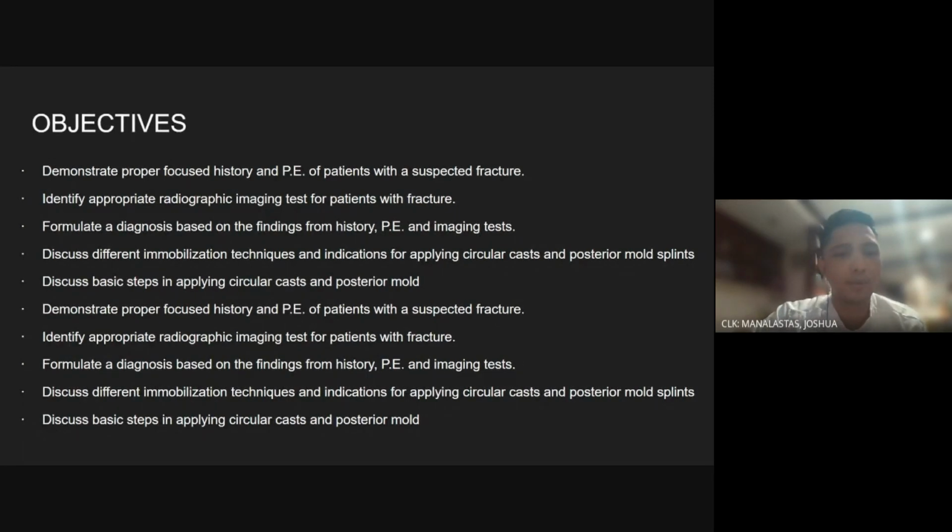For our objectives, we will demonstrate proper focused history and PE of patients with a suspected fracture, identify appropriate radiographic imaging tests for patients with fracture, formulate the diagnosis based on the findings from history, PE, and imaging tests, discuss different immobilization techniques and indications for applying circular cast and posterior mold splints, and discuss basic steps in applying circular cast and posterior mold.